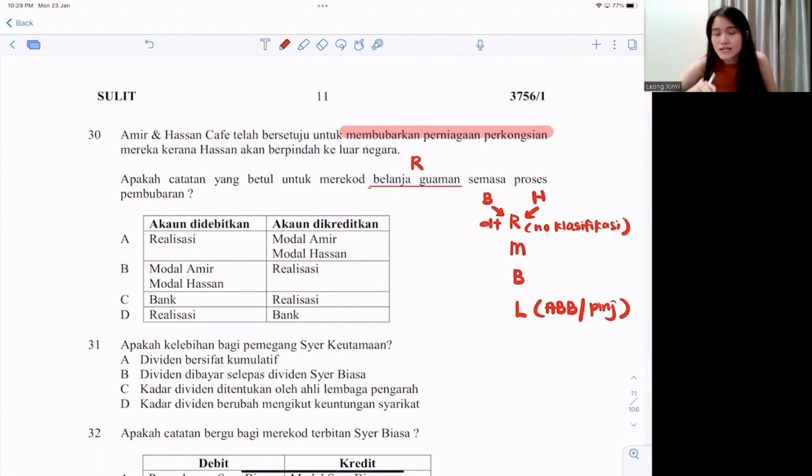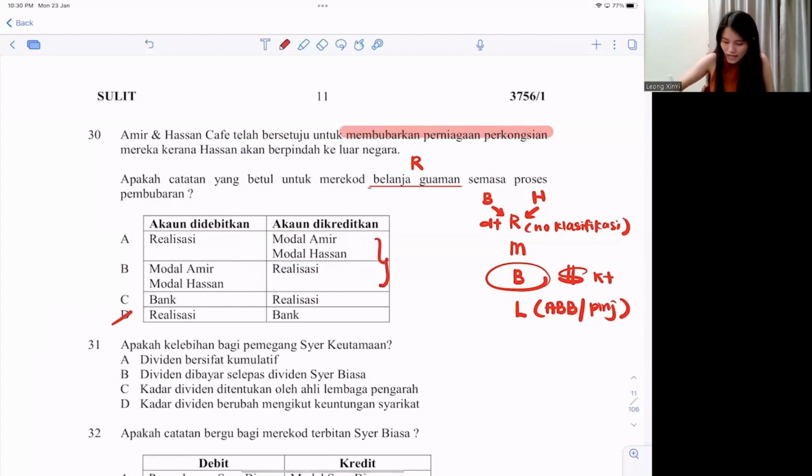Well, how are you going to pay for belanja? Of course, you use money. So bank is going to sit on the credit side. So let's see. Realisasi. Okay, but you're not going to choose this one because they didn't say belanja guaman dibayar oleh Amir dan Hasan. They just say belanja guaman. So the answer should be D.